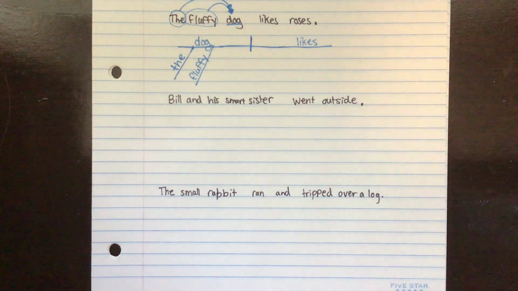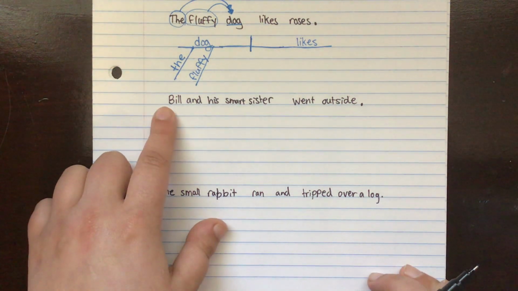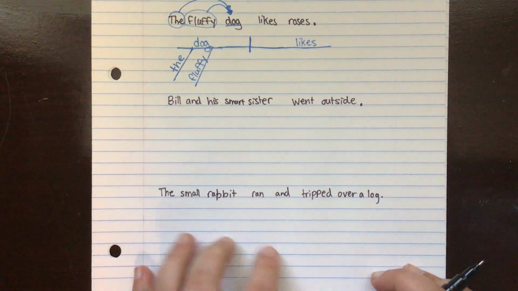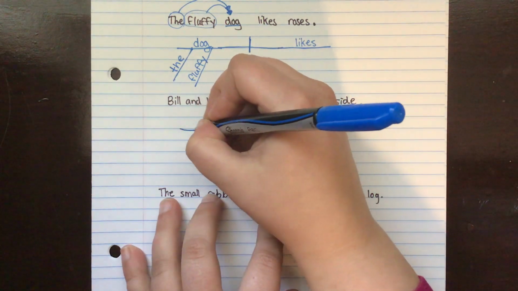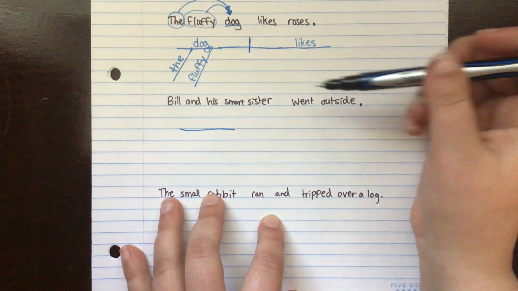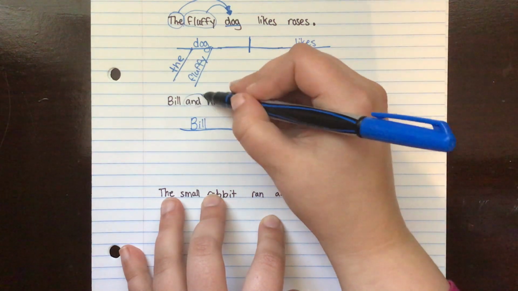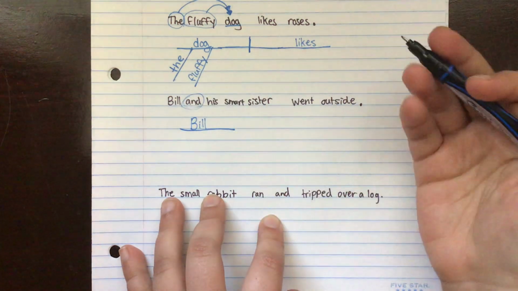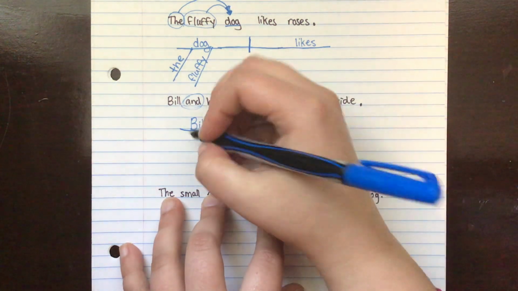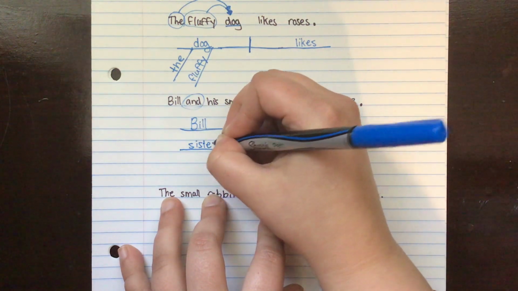So let's take a look, making sure we're nice and focused. And here we go. Bill and his smart sister went outside. Okay. So first of all, I'm going to draw a line for my subject. What is my subject in this case? Who's going outside? Well, Bill is going outside. And, oh, it has the word and in there. That means there must be more than one subject. What else is the subject? His smart sister. Sister is also going to be a subject. So I'm going to put sister on a line here too.